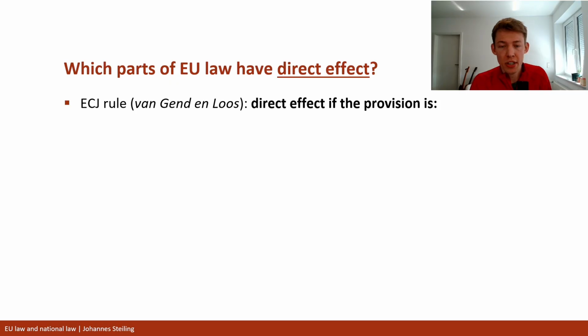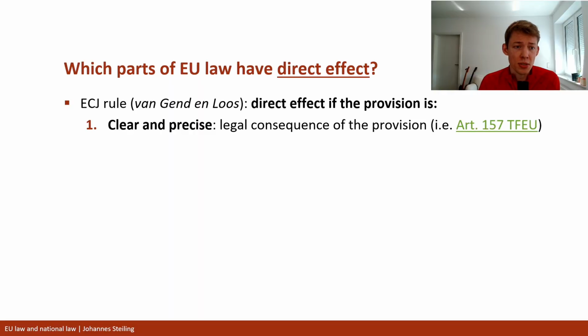And the ECJ rule is that, first of all, the provision needs to be clear and precise. So clear and precise basically means that there has to be some kind of legal consequence following directly from the provision. Either this is something the state or an individual has to do or mustn't do. So the state mustn't do, for example, a thing that could be a legal consequence following from the provision.